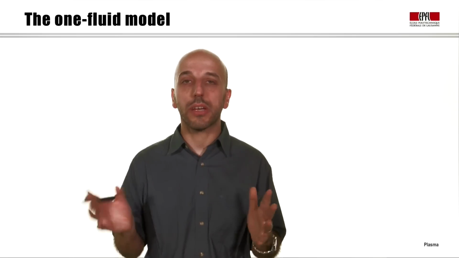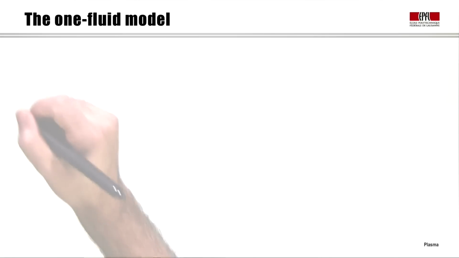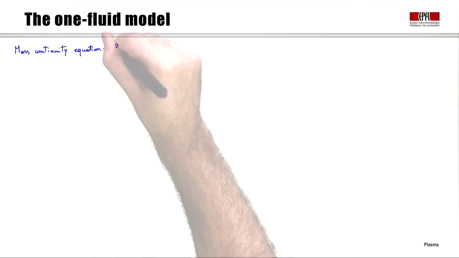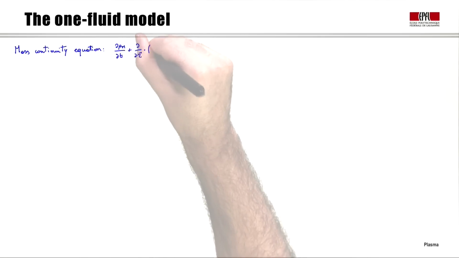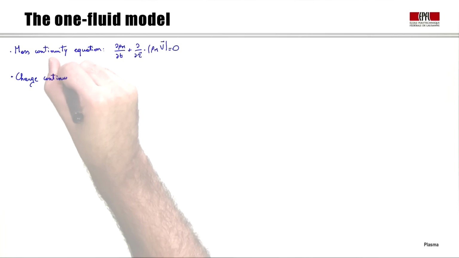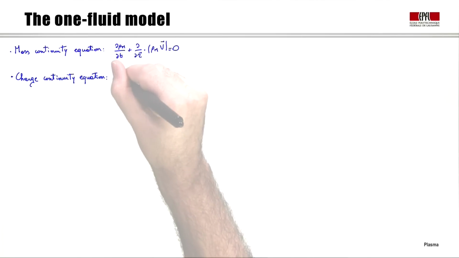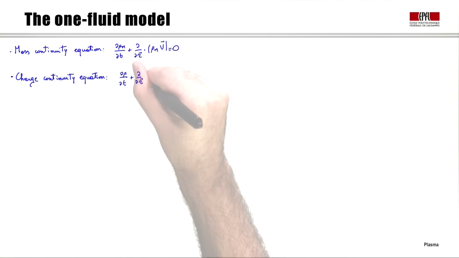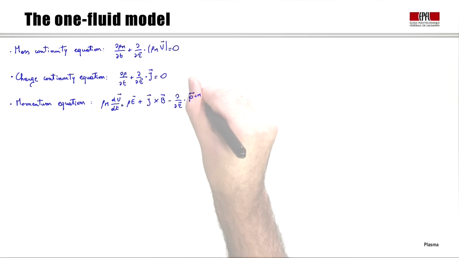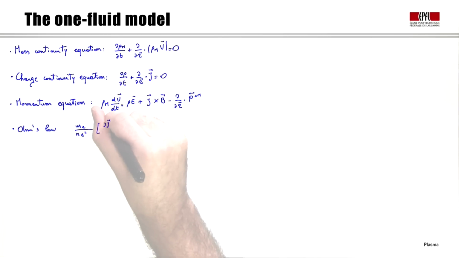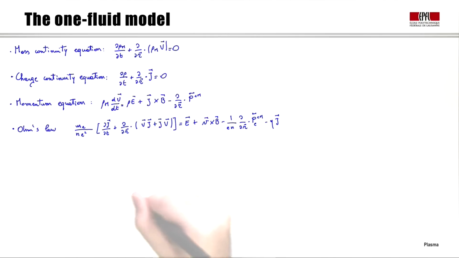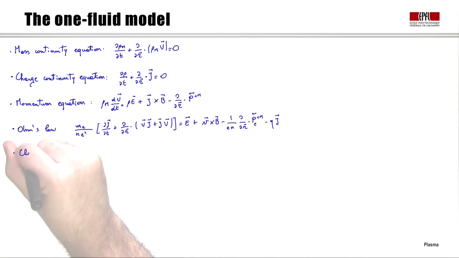We can now summarize the equations for the one fluid model. It will be made up of a mass continuity equation, a charge continuity equation, a momentum equation, and an equation that states how the current density evolves. We can call it Ohm's law. And this has to be associated with a closure equation.